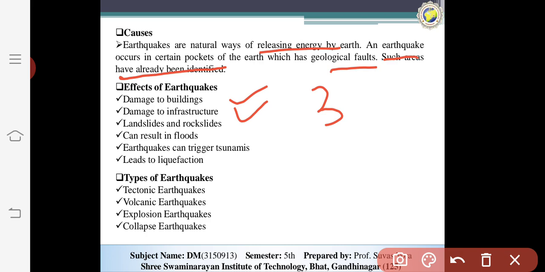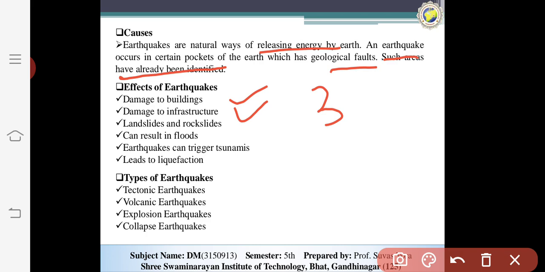So a major earthquake can cause roads, gas lines and water pipes to break. Gas is also a cause of escaping during the earthquake.